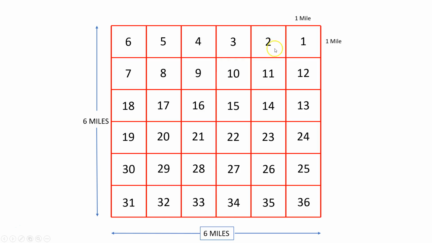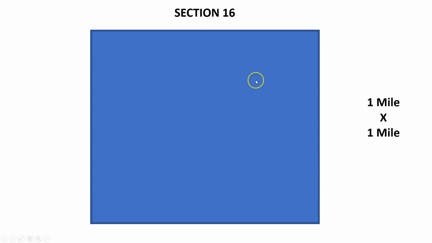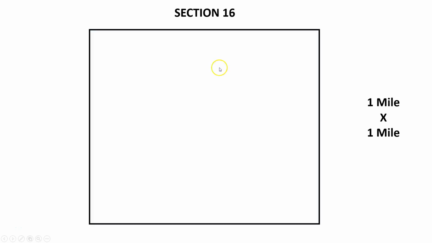Back to our township box with the 36 sections. If we want to identify and zoom in on section 16, this is what it would look like, 1 mile by 1 mile. What we do first of all is figure out how many acres are in 1 mile by 1 mile. To do that we need to know how many square feet are in it, and that means we need to know how many feet are in a mile. You must remember 5280 feet in a mile. We also need to know how many square feet are in an acre, 43,560.